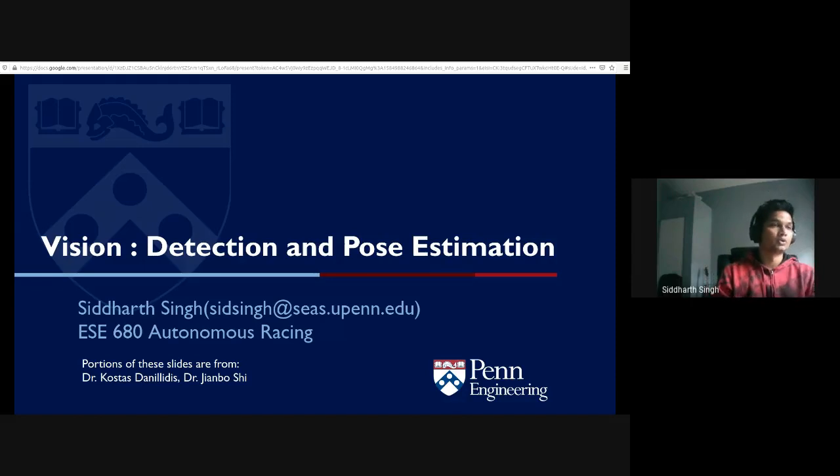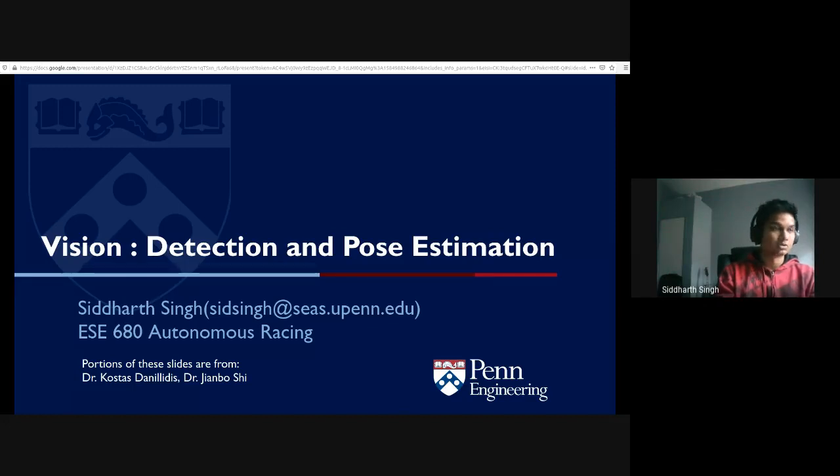So to begin with, what we'll be talking about today is vision. In a sense, how can we use visual information and images to gain information, and after gaining that information, be able to take decisions based on that information. Essentially, we will be dealing with two basic broad domains: detection and pose estimation. Detection, in easy words, is just detecting what we see and what it is, and pose estimation is essentially where is it in the environment, right?